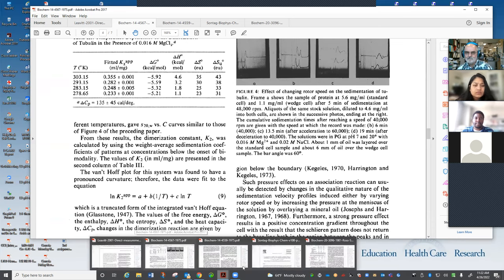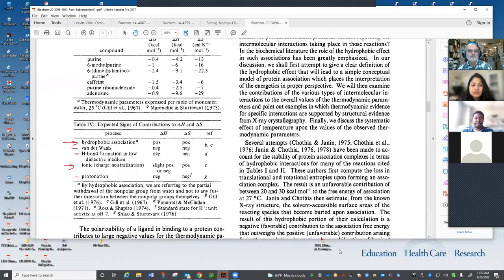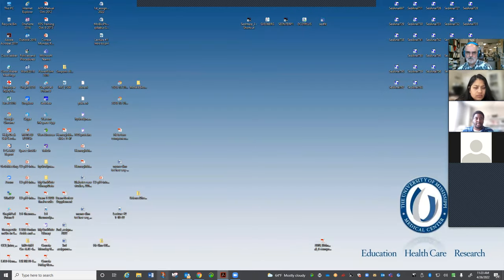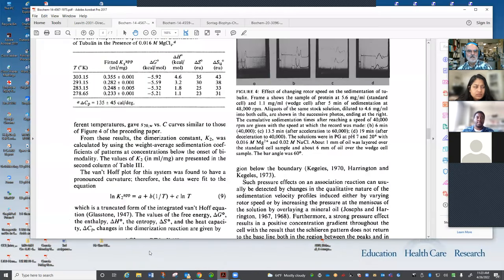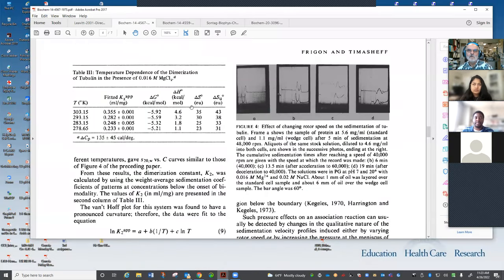Remember, Ross and Subramanian, the table that I've mentioned to you before, that hydrophobic effect is a positive enthalpy and a positive entropy. Okay, so that's what this is coming from. Okay, and so this gives you the character.